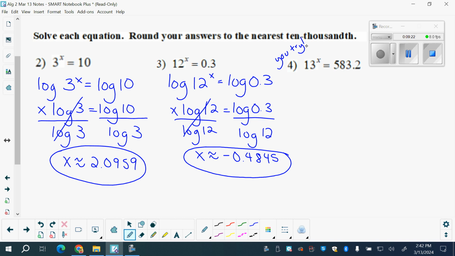Wait a second, look at it again. You already know what to do on this? Good.